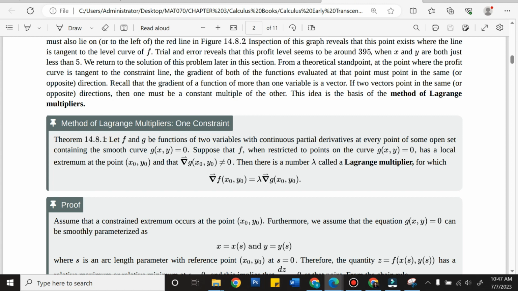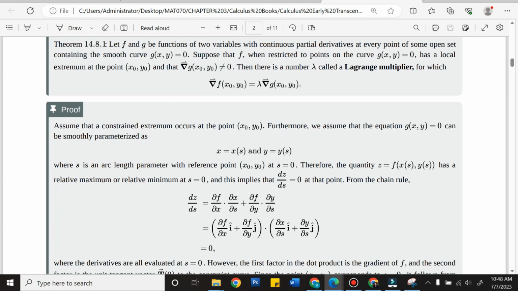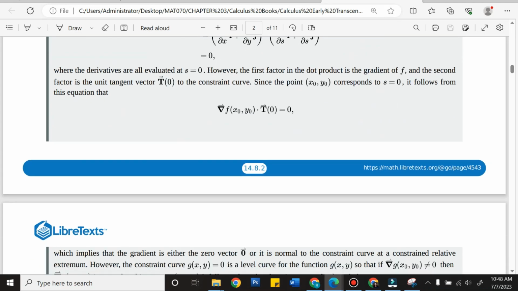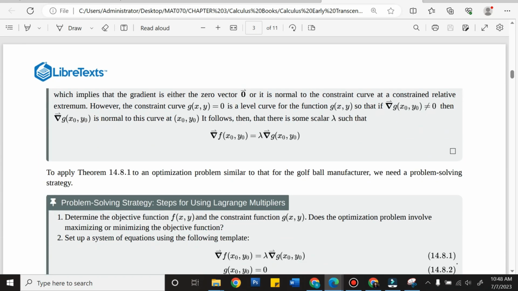times the gradient of g at x sub o, y sub o. Okay. So in Lagrange multipliers class, you will be given two functions, the f and g.